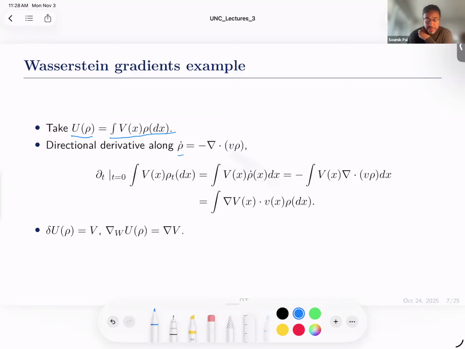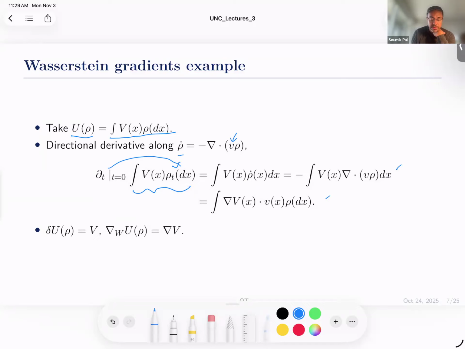So rho dot is minus divergence of v rho. So v is my tangent velocity. I take this function and I evaluate it over my curve rho t. So this is my function V(x) rho t dx. Now I take the time derivative del t. If I switch my time derivative with the integral, this derivative now acts on rho t, and that gives me rho dot at time t equals 0. And so this becomes minus the integral of V(x) divergence of v rho dx. And as before, I do an integration by parts. I get gradient of V dot the velocity vector v, times rho dx.